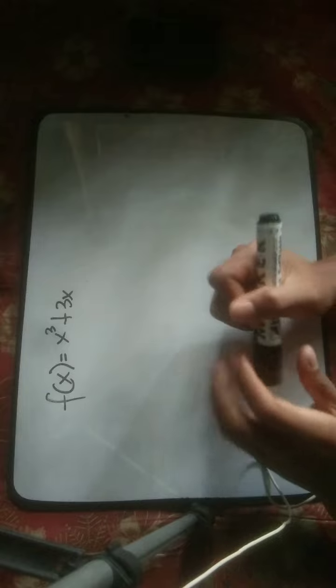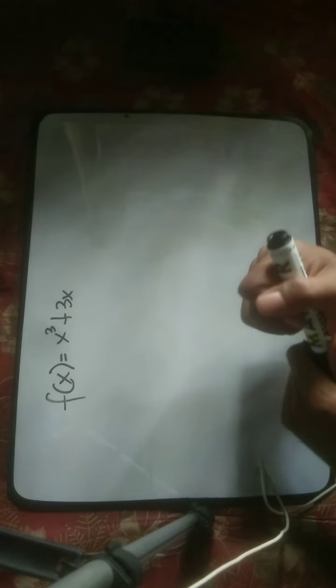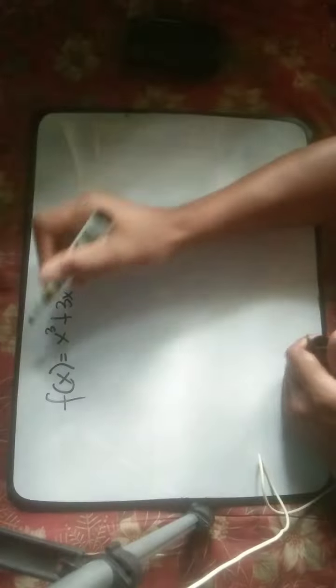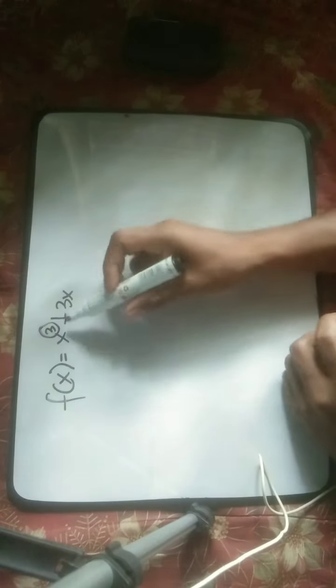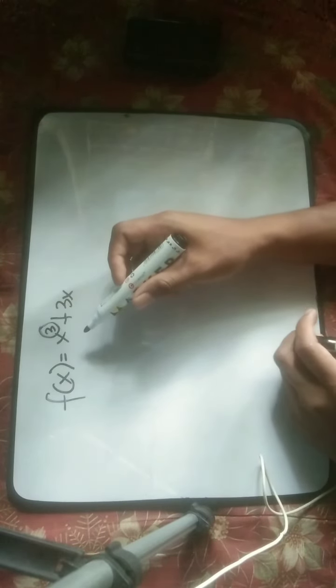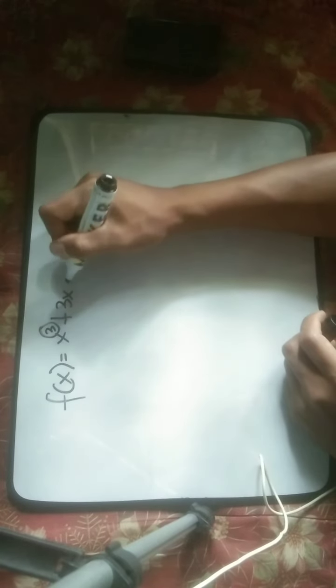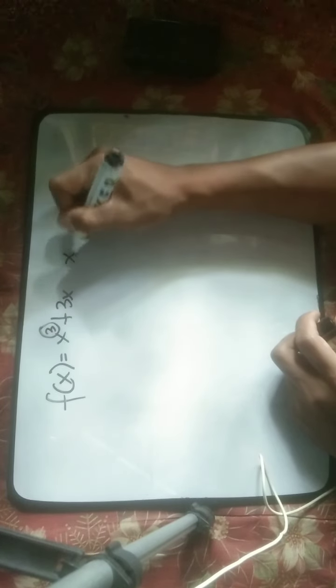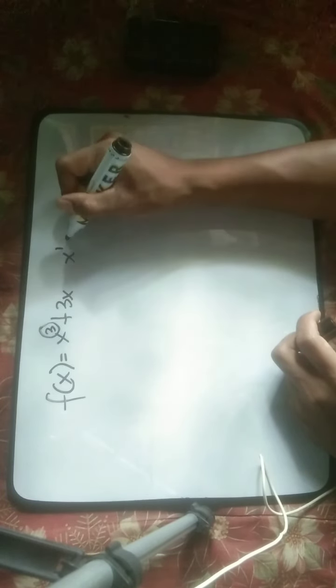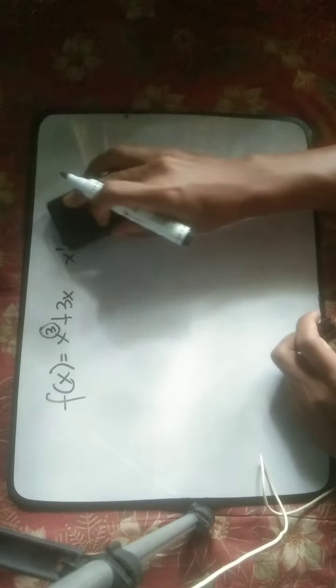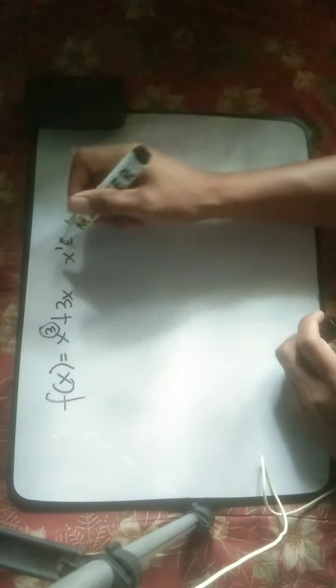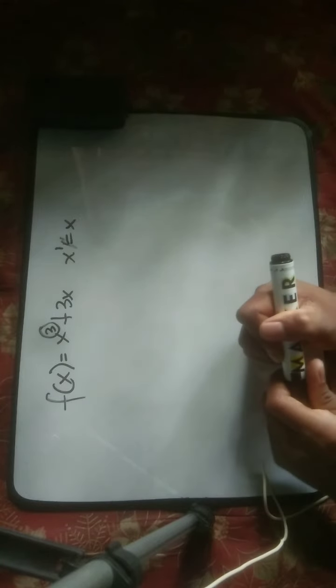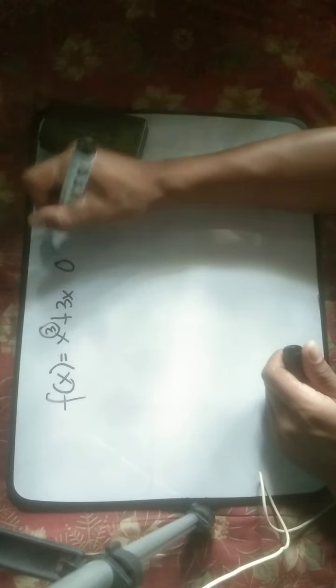How about this second example? Let's try if it is odd, even, or neither. So try to look at the exponent. 3 is an odd number, and x here is also x raised to the power of 1, which is equal to x. So 1 is an odd number, so therefore this function is already odd.